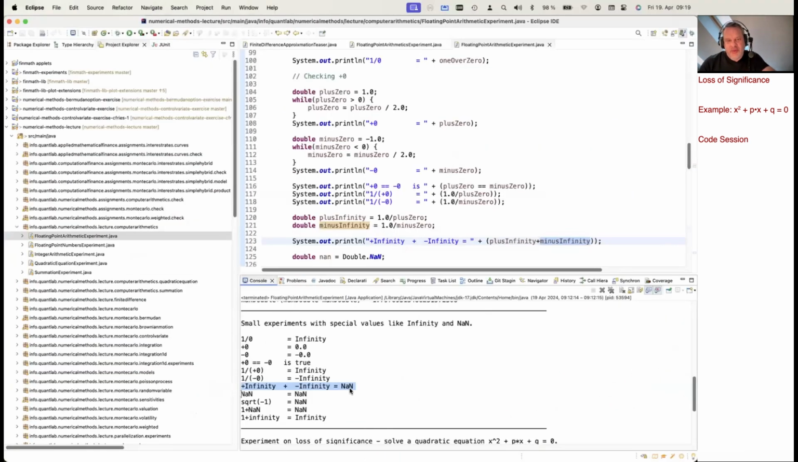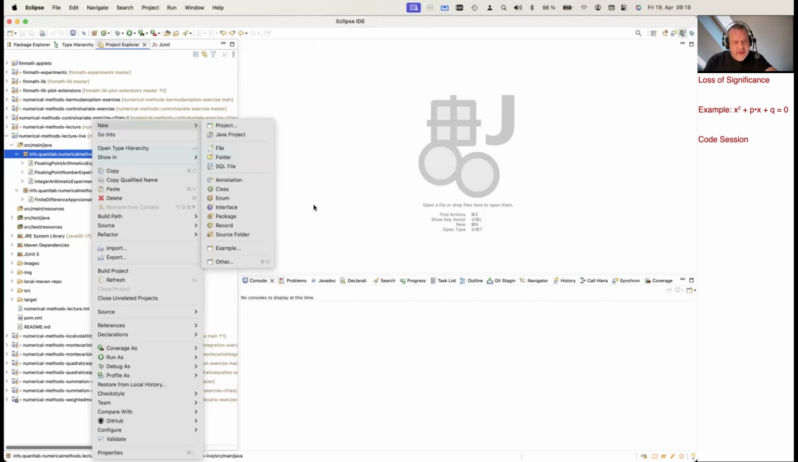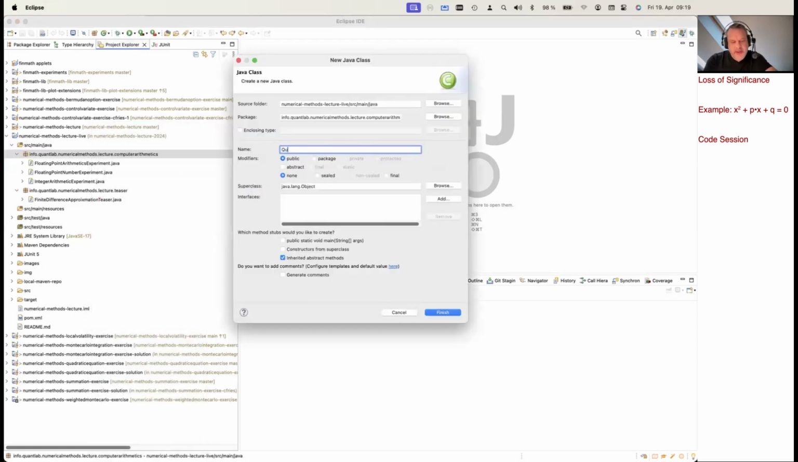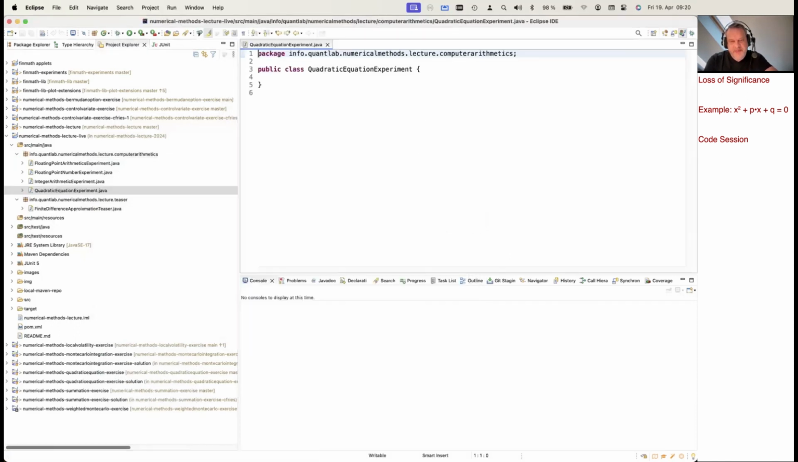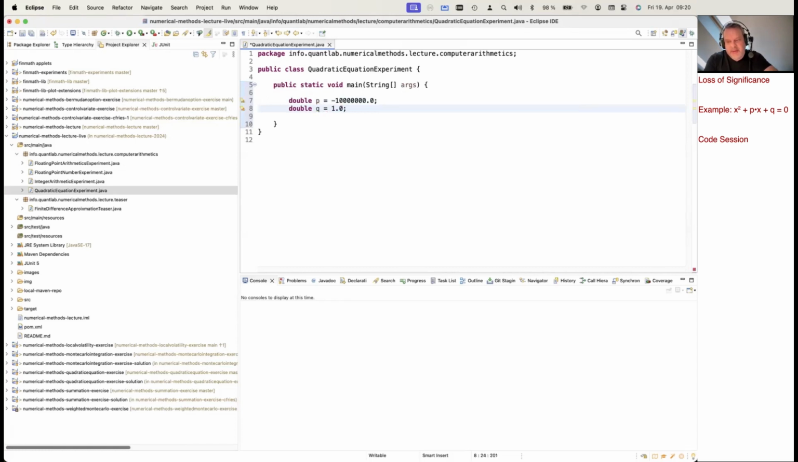Maybe we have enough time to do this live. So let's create here a new class, call it quadratic equation experiment. I would like to have a main method. Now I have to type it myself. This ugly line. Define our parameters. So on the slide, it was minus 10 million, 10, 1, 2, 3, 1, 2, 3 for the p, and for the q, it was 1.0.